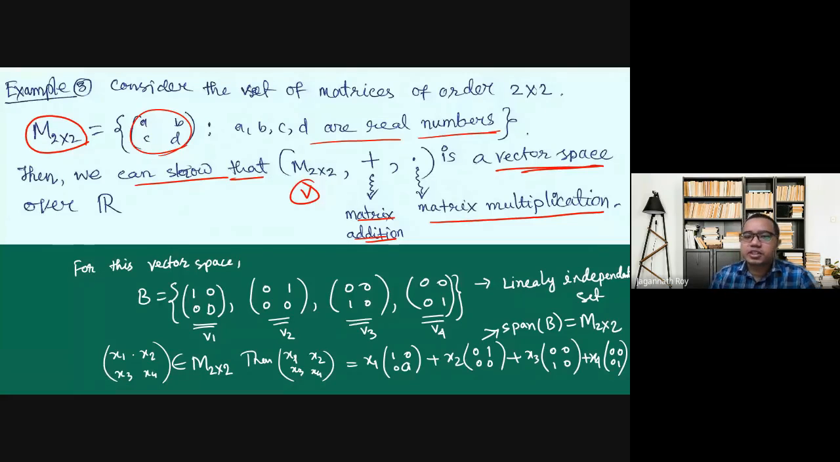So these two criteria are satisfied: one is linear independence, and the other is spanning the whole space. So this is a basis of M 2 by 2. For this particular vector space, this is the standard basis.